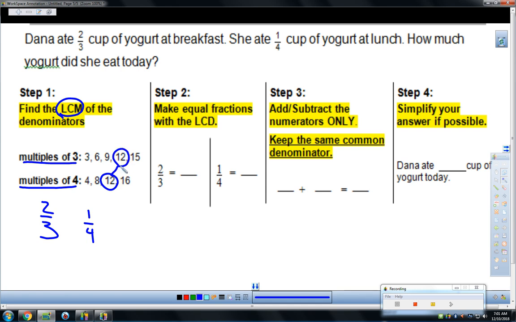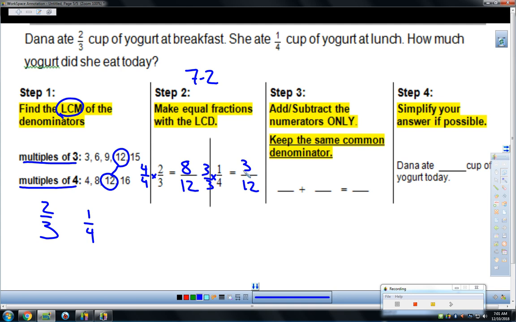So now, section 7.2 taught us how to make common denominators. I'm going to make 2 new fractions out of 12. So what times 3 is equal to 12? Well, that is 4. So 4 times 2 is 8. What times 4 is 12? Let's see here, 4, 8, 12. Well, that is 3. So 3 times 1 is 3.